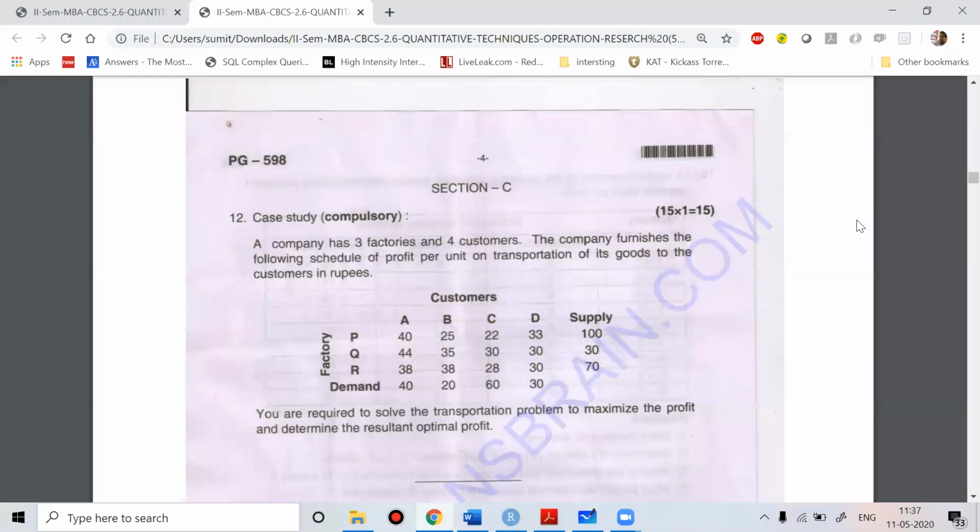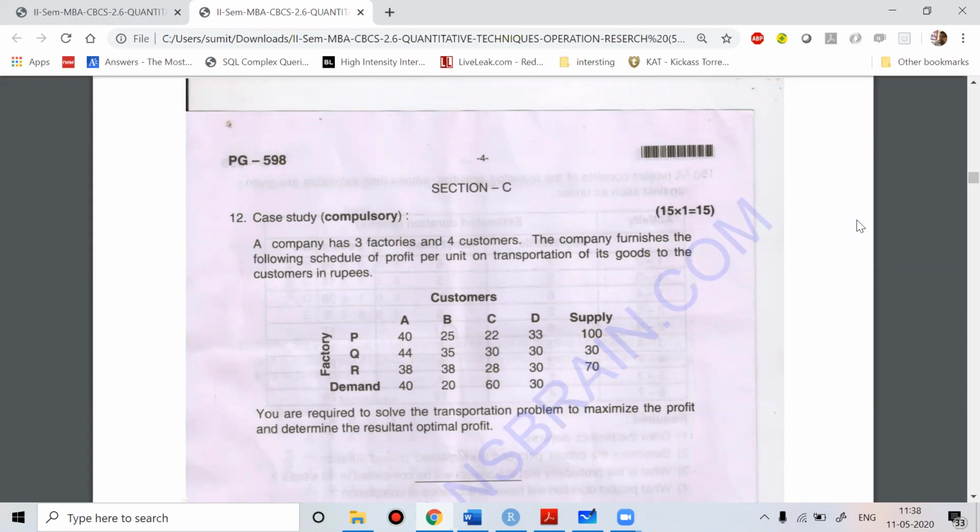the objective called maximization. So if you read this problem, case study 12: a company has 3 factories and 4 customers. The company furnishes the following schedule of profit per unit on transportation of its goods to the customers in rupees, and there it gave the 4 customers A, B, C, D, and the 3 factories P, Q, R, and the supply and demand that is given to you. Now you are required to solve the transportation problem to maximize the profit and determine the resultant optimal profit. So this is the problem which we want to solve in this class.